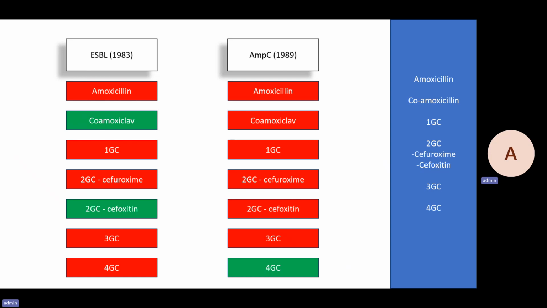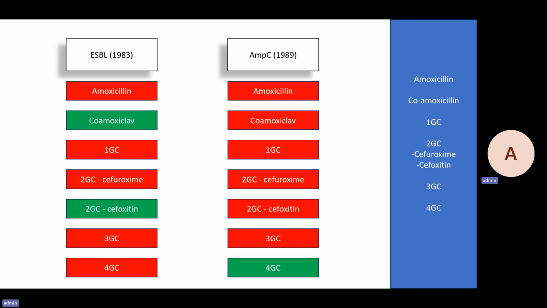ESBL is able to break down all sorts of cephalosporin except the cefamycin group of antibiotics, which is a type of second generation cephalosporin. An example is cefoxitin. So it is able to break down all sorts of cephalosporin except cefoxitin, and it cannot break down co-amoxiclav and piperacillin-tazobactam as well. So clavulanic acid is traditionally an inhibitor of ESBL. This is very important to remember. So is cefoxitin. Please remember this too.